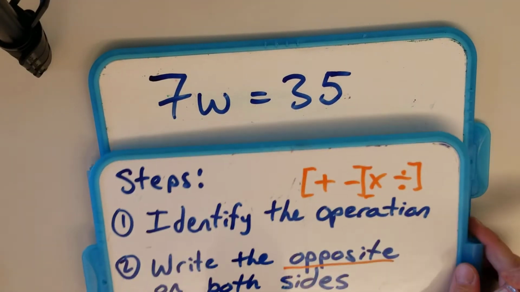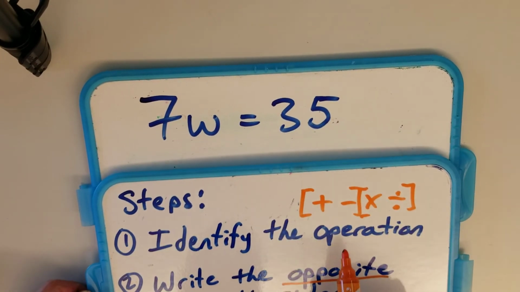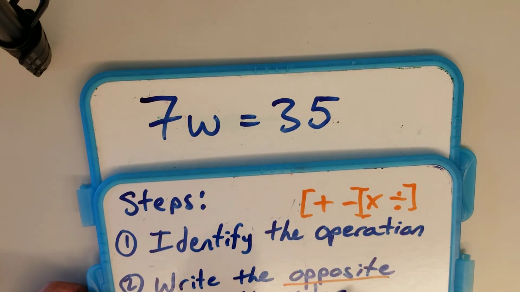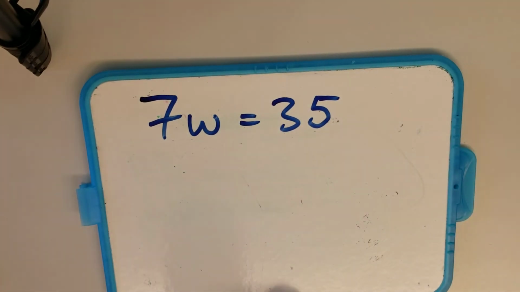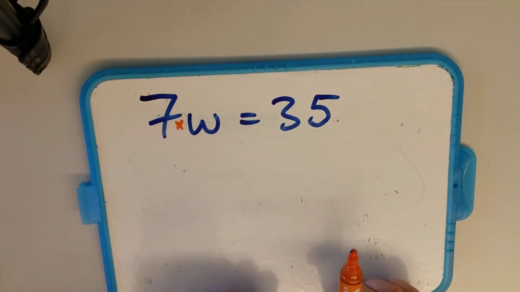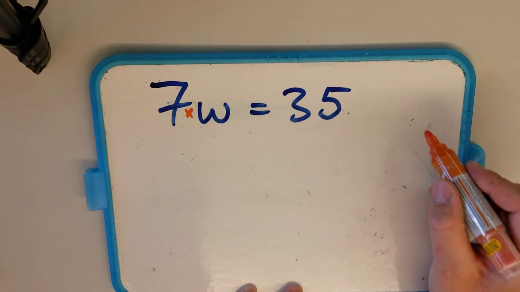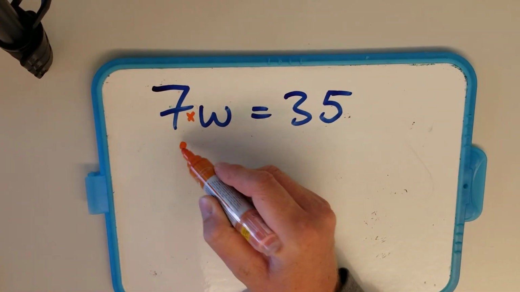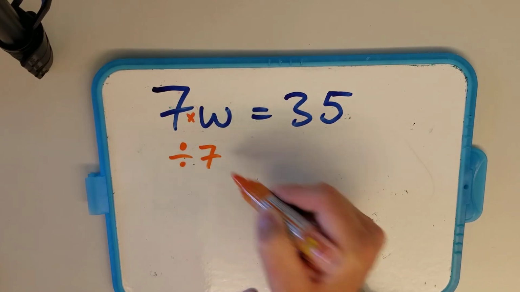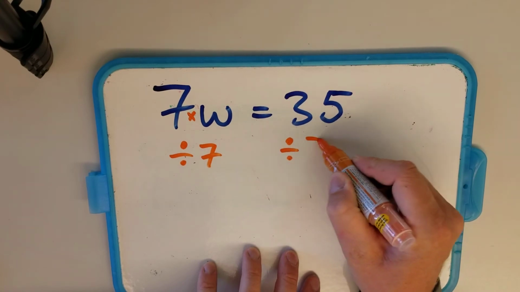Okay? The third example, okay, we need to start by identifying what operation we're using and then write the opposite operation on both sides. Okay, so in this situation, we are actually using multiplication because there's a multiplication between the 7 and the W. The opposite of multiplication is division. So we could write here, divide by 7. But we have to do that on both sides.